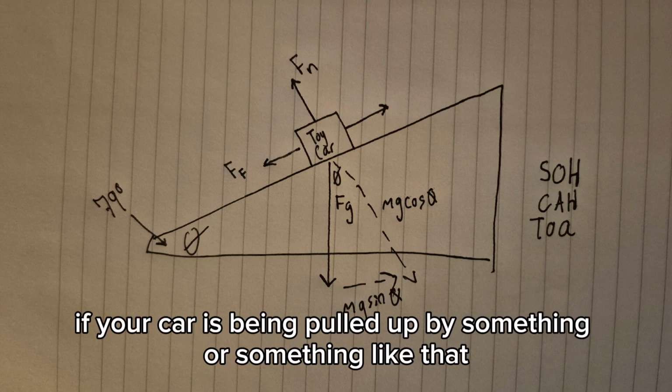However, if your car is being pulled up by something, the car can go up and the force of friction just goes down the other way. So even though gravity only pulls one way, straight down, the angle of the ramp changes how that force behaves, and that's why the car feels like it's being pulled both downward and along the ramp.